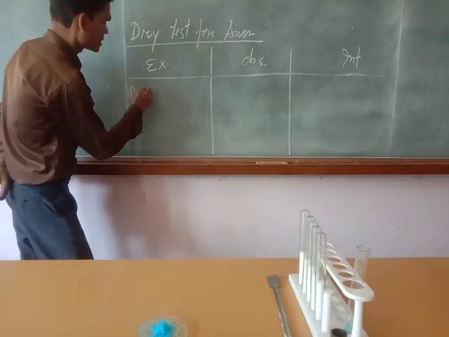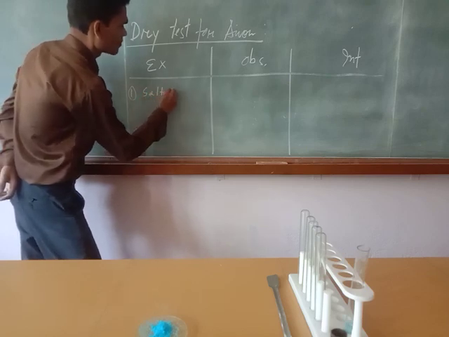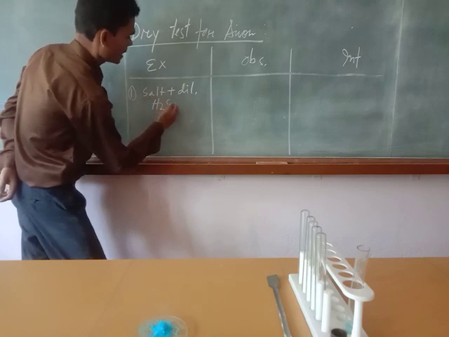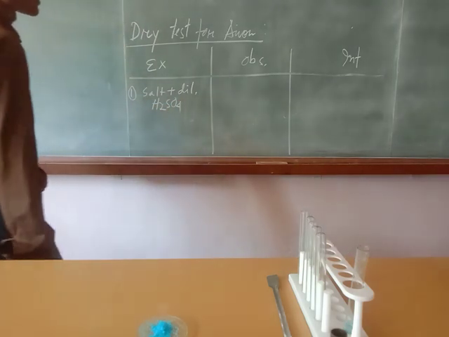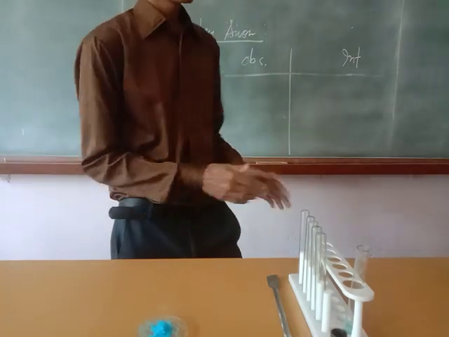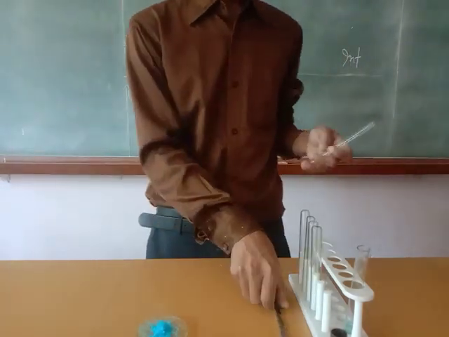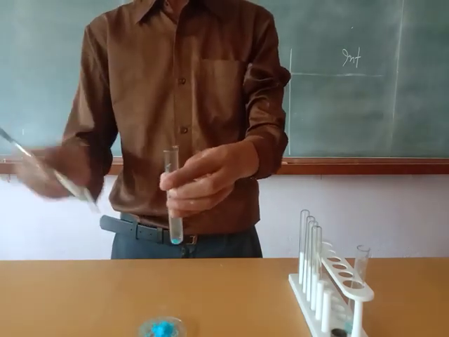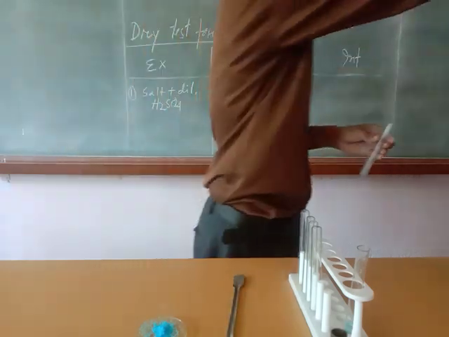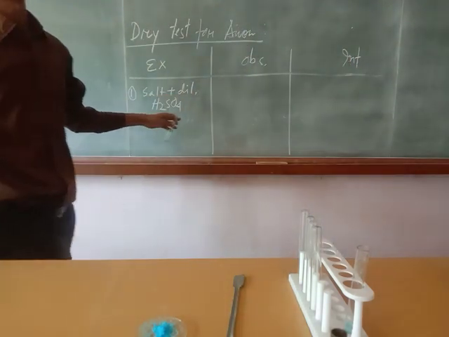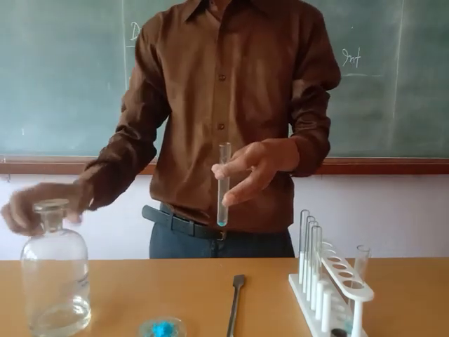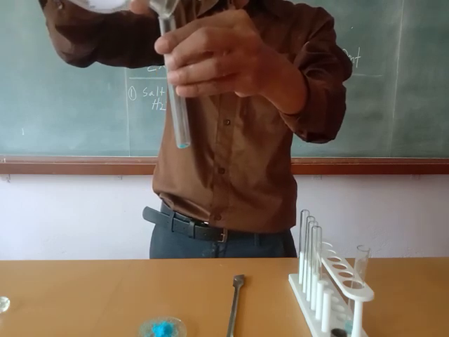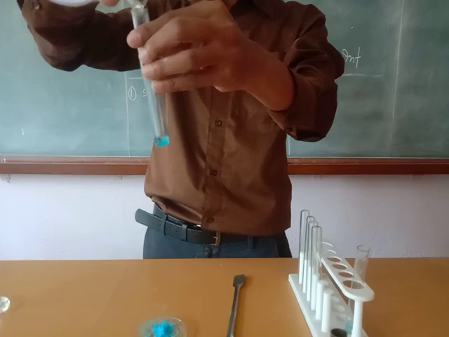So our first experiment is salt plus dilute H2SO4. Let's try. What happens? I have taken a dry test tube and I have taken some salt here. So our first reagent is dilute sulfuric acid. This is dilute sulfuric acid. Here you put very less amount of dilute sulfuric acid, this much is sufficient.